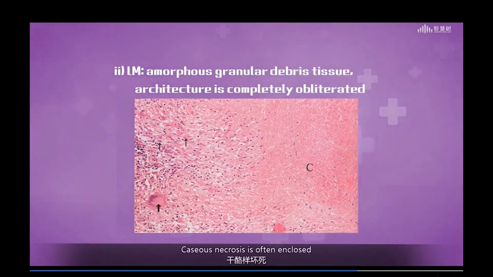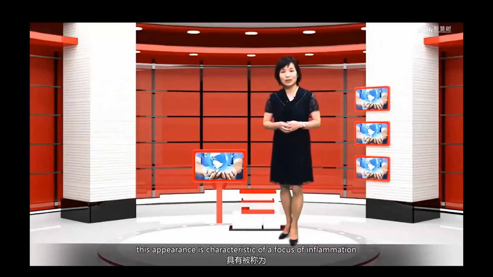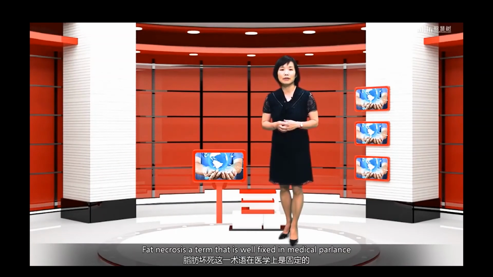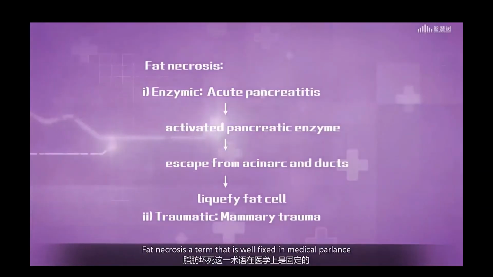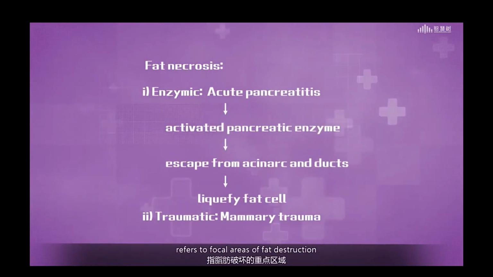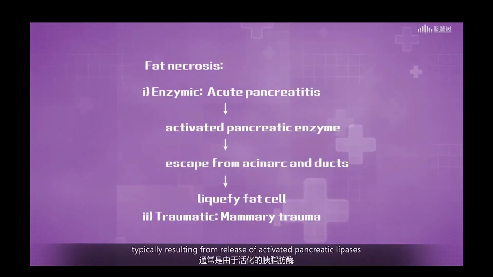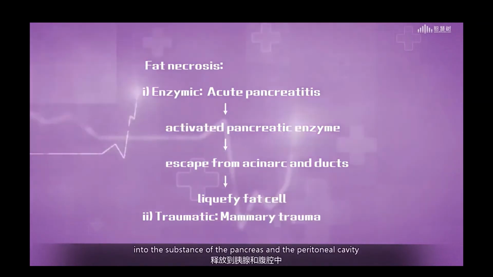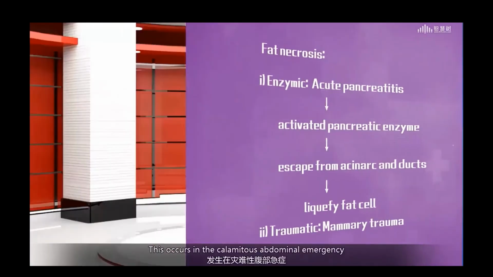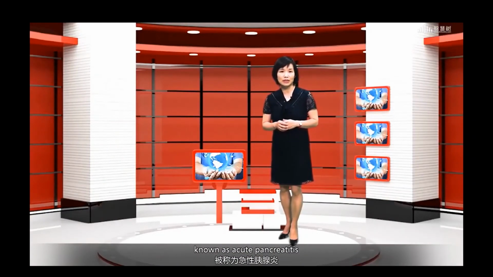Caseous necrosis is often enclosed within a distinctive inflammatory border. This appearance is characteristic of a focus of inflammation known as a granuloma. Fat necrosis is a term that is well fixed in medical parlance, referring to a focal area of fat destruction, typically resulting from the release of activated pancreatic lipases into the substance of the pancreas and the peritoneal cavity. This occurs in the abdominal emergency known as acute pancreatitis.